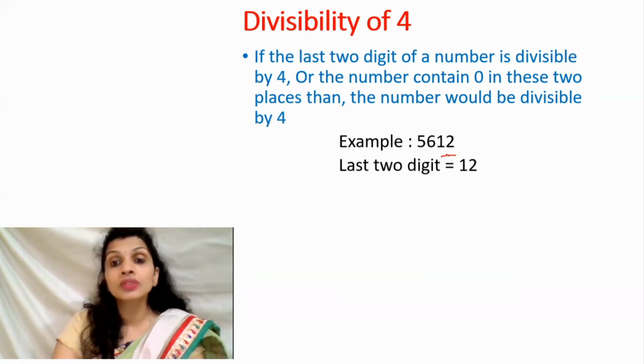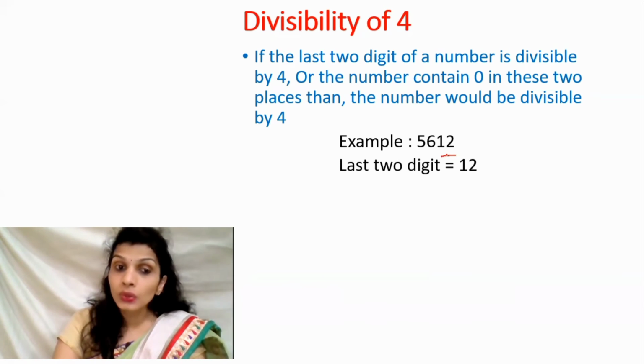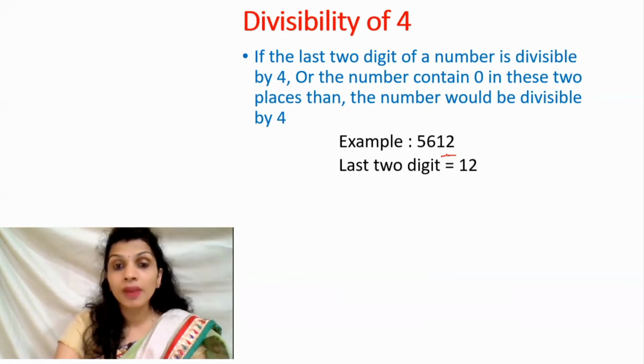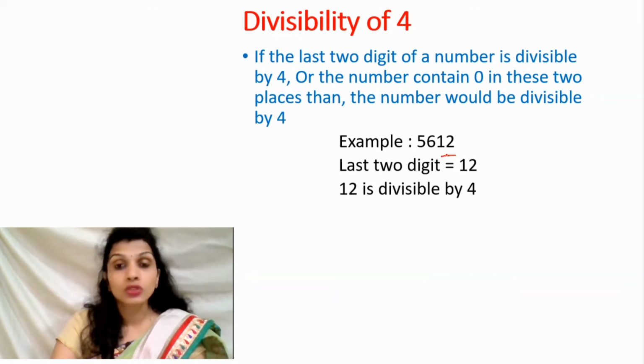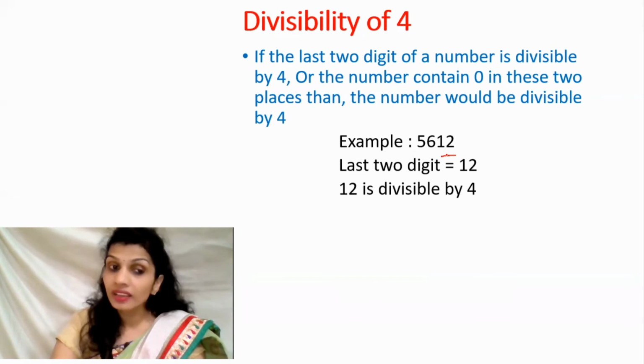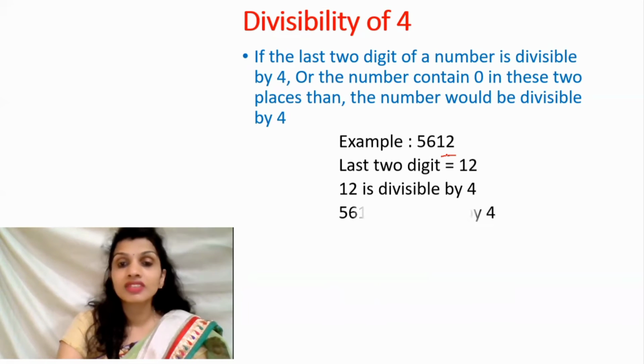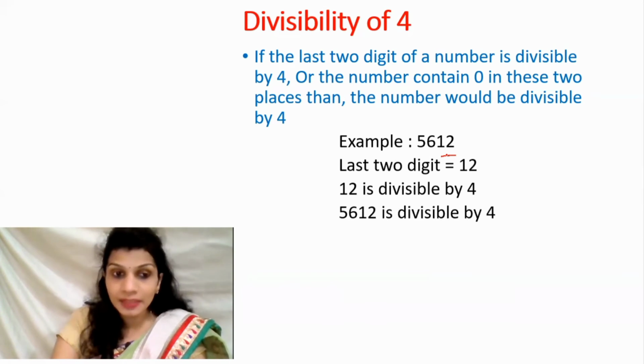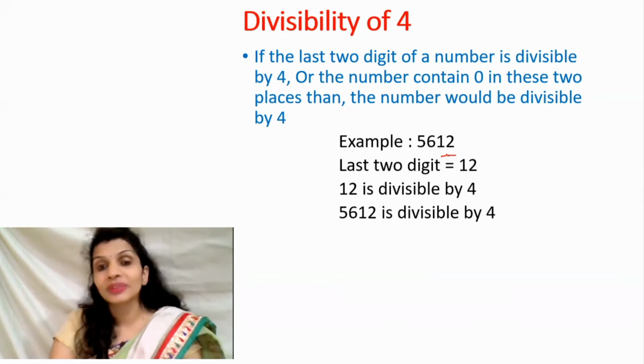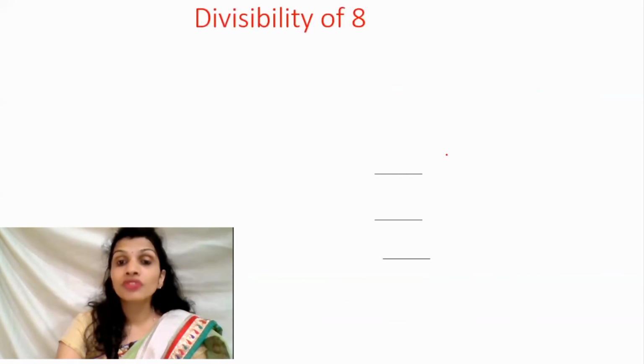In this number, see what is there in the last two digits? Yeah, the last two digits are 12. And you know that 12 is divisible by 4. Yeah, 12 is divisible by 4. We get the remainder 0. It means that 5612 is divisible by 4. Simple. Yeah, very good students. Now, let us move further.